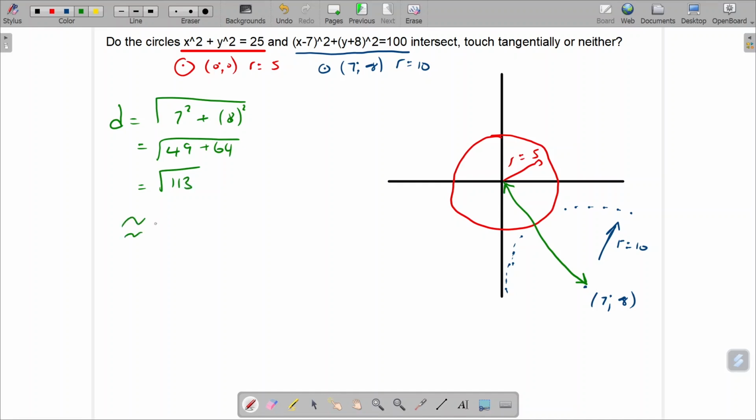Which is a little bit less than 11. Sorry, just quickly using the calculator to get the answer, 10.6. Okay, so we know that these two circle centers are 10.6 apart. What we realize is that 10.6 is less than the 5 plus the 10, which equals 15. So therefore, these two circles do intersect.